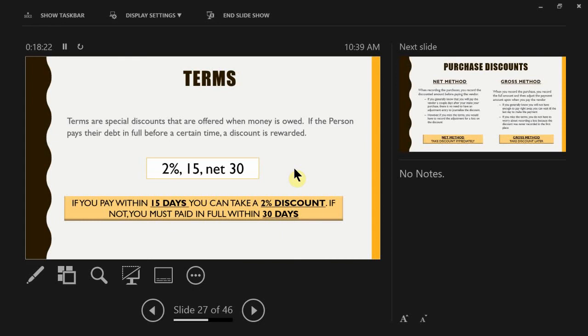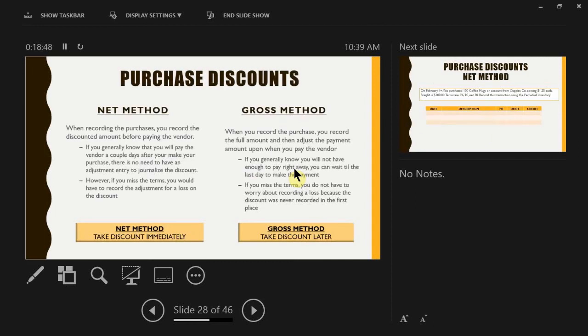But in this case, we're looking at a vendor perspective, so they're going to give us a 2% discount if we can pay them within 15 days, and if not, then the whole bill is due in 30. So they give us an incentive to, one, pay them quickly, but also to just guarantee that they get the money. So with that being said, we're going to be looking at the net method, and we're also going to be looking at the gross method.